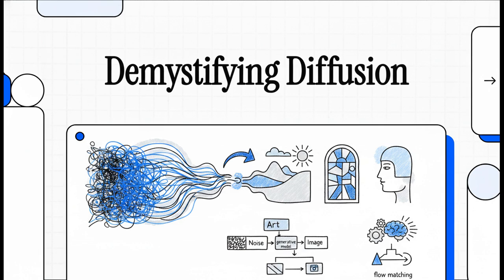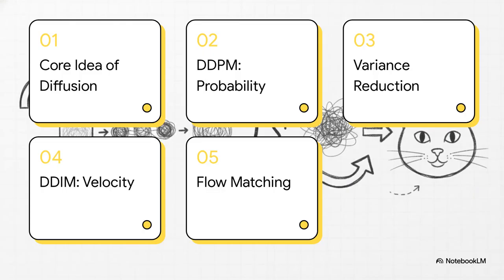We are breaking down the math of diffusion models and flow matching, taking the complex equations from cutting-edge research and translating them into clear, intuitive concepts. Here's our roadmap for today. We'll start with the core idea of diffusion, then dive into DDPM and how we reverse noise with probability. From there, we'll look at some neat variance reduction tricks, shift gears into DDIM to see how we reverse with velocity, and finally, we'll wrap up with the big one, the flow matching generalization.